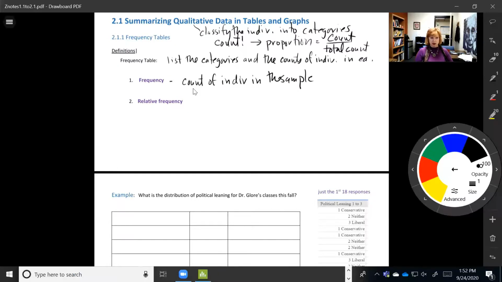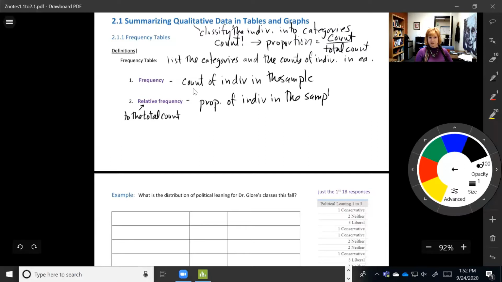Relative frequency, okay, so when you see relative, it's relative to the total count. That's the way to think of relative frequency, but this is a proportion. All right, so frequency is just another word for count. Relative frequency is a proportion.